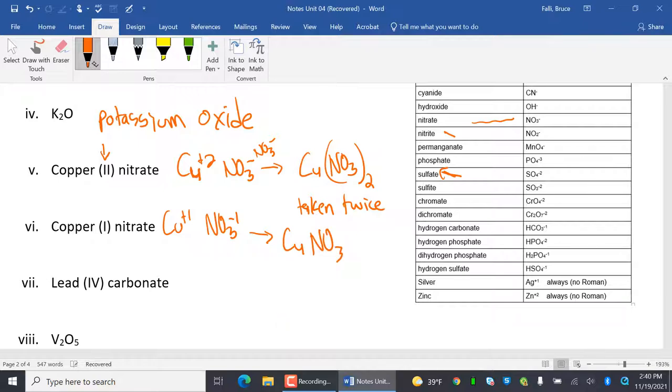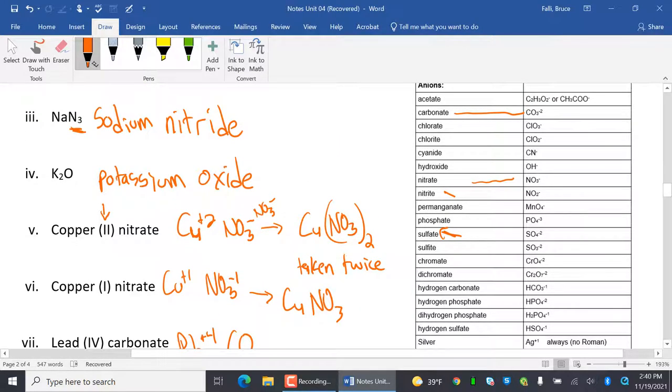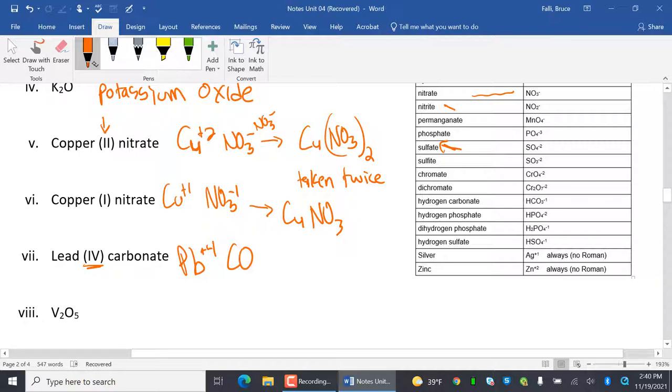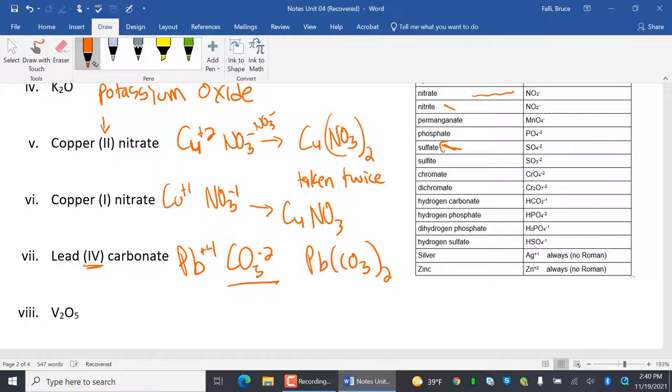Okay, get ready for a hard one. I'm ready. Lead, Pb, plus 4. Carbonate, we had carbonate up here before. Carbonate is CO3 negative 2. I just want to show you CO3 negative 2. And you see it takes two carbonates, two negative 2s, to balance a plus 4. Pb(CO3)2, taken twice. Okay?